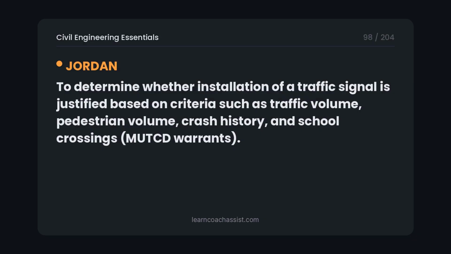What is the purpose of a traffic signal warrant analysis? To determine whether installation of a traffic signal is justified based on criteria such as traffic volume, pedestrian volume, crash history, and school crossings, MUTCD warrants.